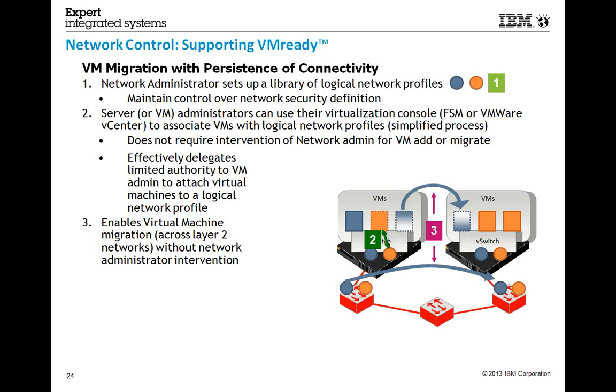So the network admin sets up a library of logical network profiles, which allows him to maintain his security. The server admins can then use their virtualization console, whether VMware, FSM, Flex System, or Hyper-V, doesn't matter, to associate the VMs with the logical network profiles created. So now, when you move your VMs, since a logical network profile is created on the switch, it doesn't matter. The switch knows where to direct the VLAN traffic, thus fixing a lot of the other issues.